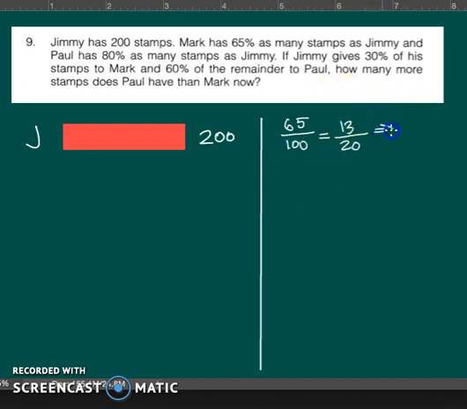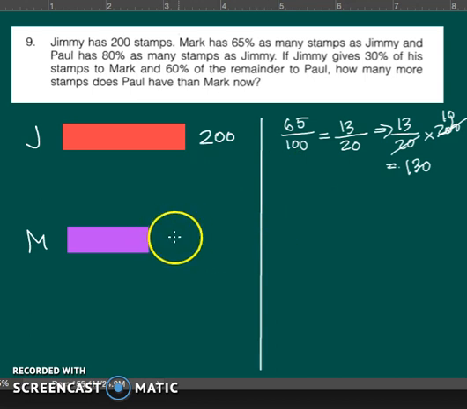So 13 over 20 times 200. We've got a common factor of 20 here, so 20 will become 10, and the answer is not negative 130, just 130. So Mark has 130 stamps.